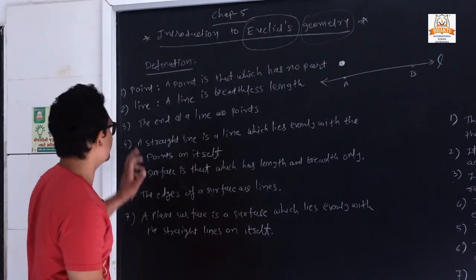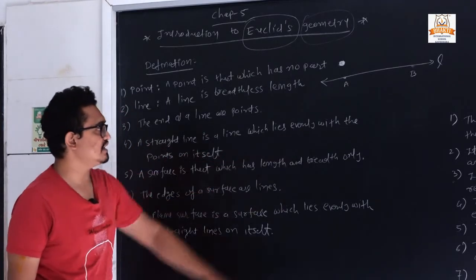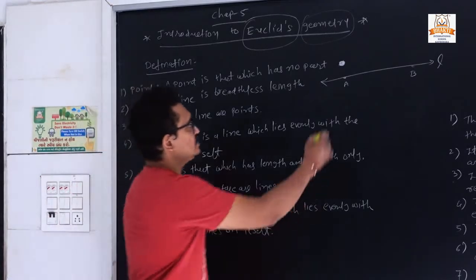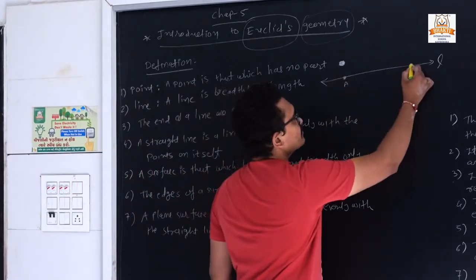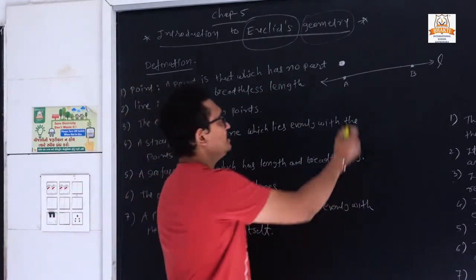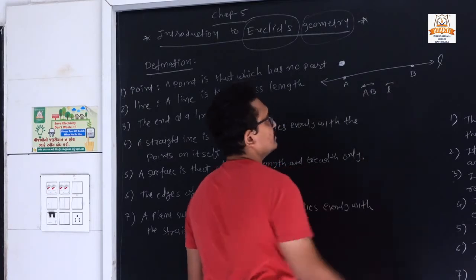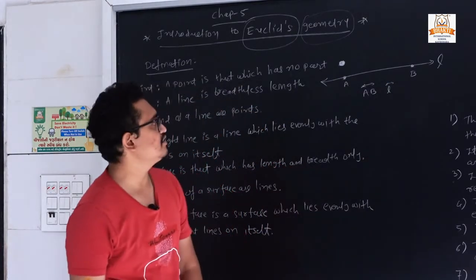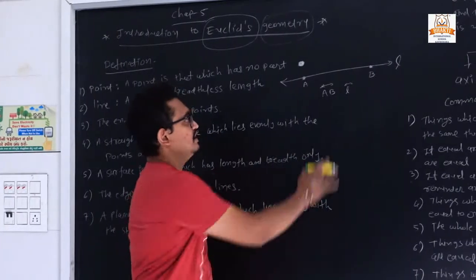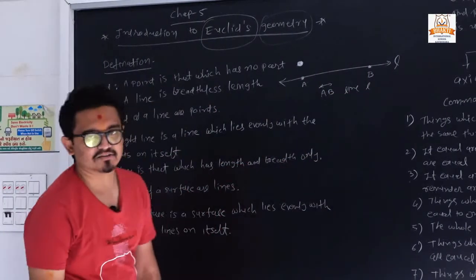Clear? Now fourth point, a straight line is a line which lies evenly with the points on itself. So this line lies on these 2 points. Clear? And we can refer to the line by using this symbol. We use the line AB, or sometimes we can also call it line L.